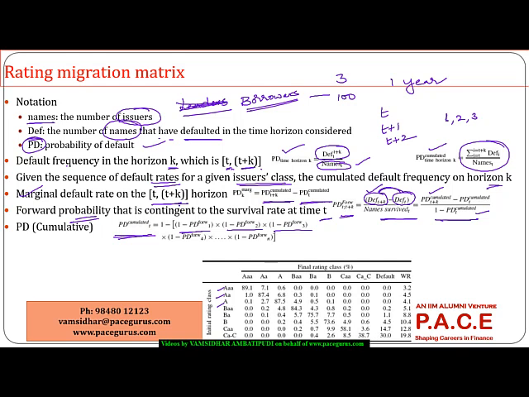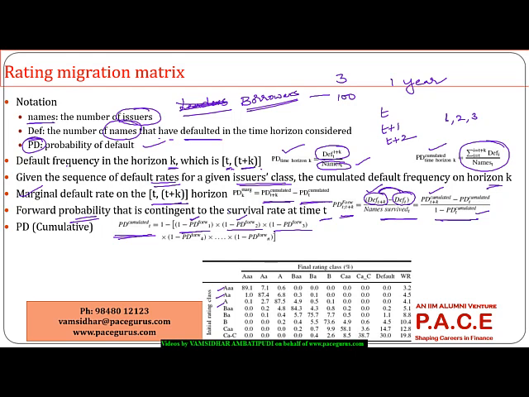So this is actually defaulted in time period 1, multiplied by, out of those who are surviving in time period 2, the probability of those that are defaulted in time period 2, and so on. So we are talking about defaulted in time period 1, 2, 3, 4 and so on, which is what gives me the overall probability of default cumulative up to the time period t.